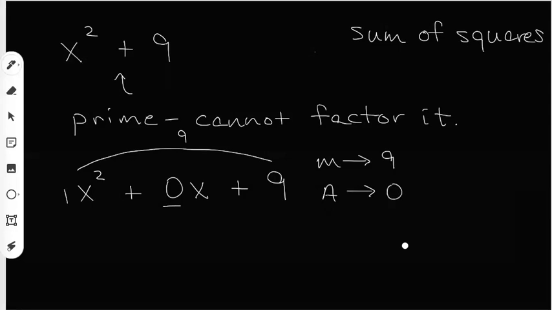So now the task that I'm faced with is I need to find two numbers that multiply to 9 but add up to 0. No matter which way I do it, whether it's 3 and 3 or 9 and 1, I can't find any two numbers that'll add up to 0. So that's why we can say that this is a prime.